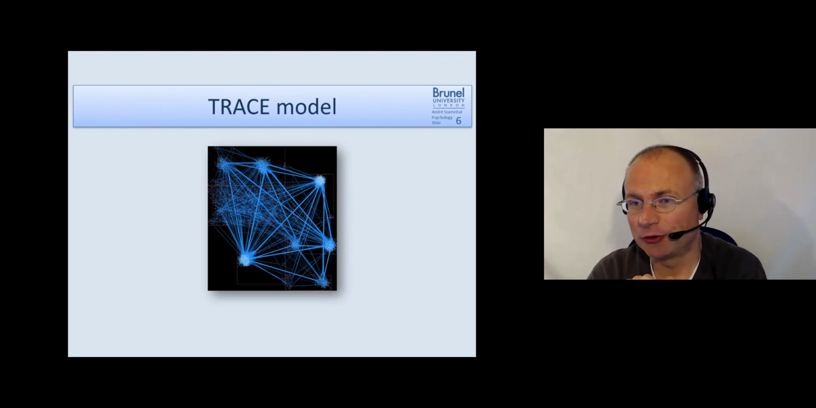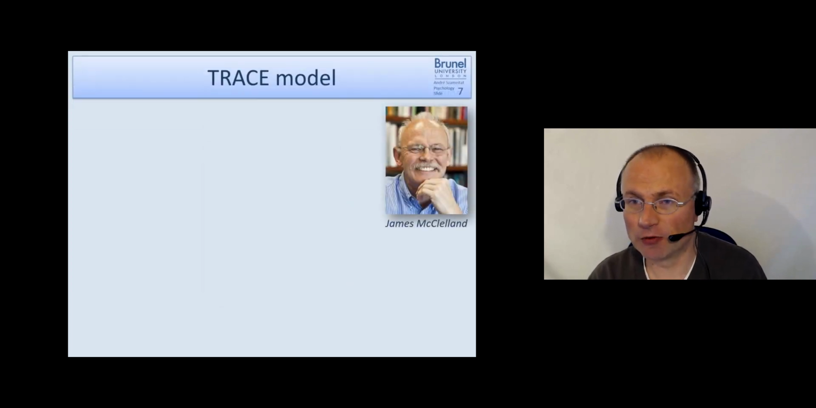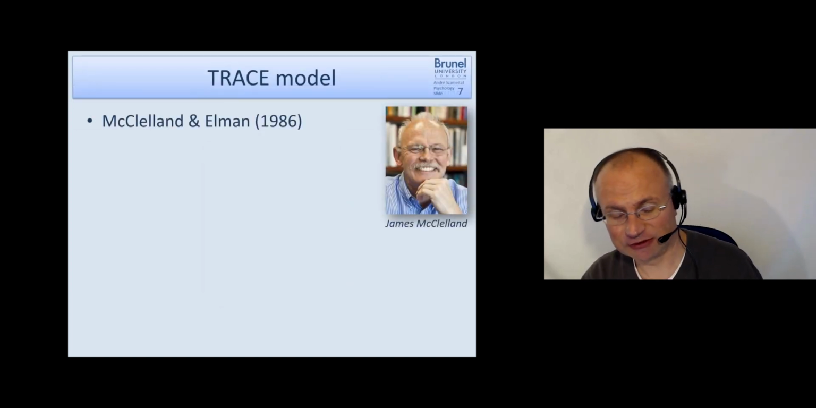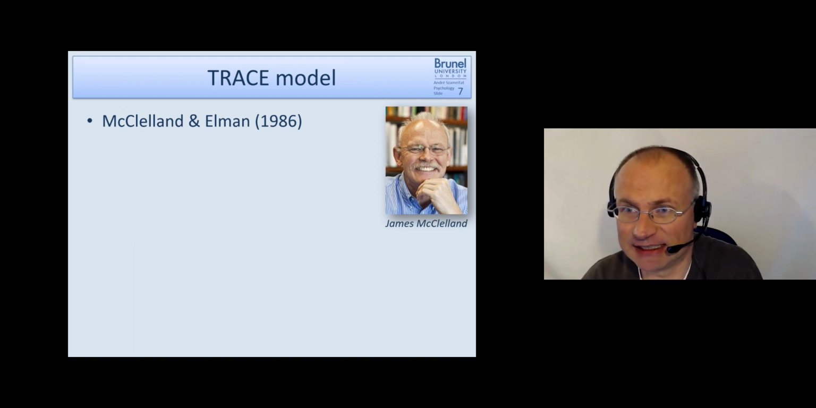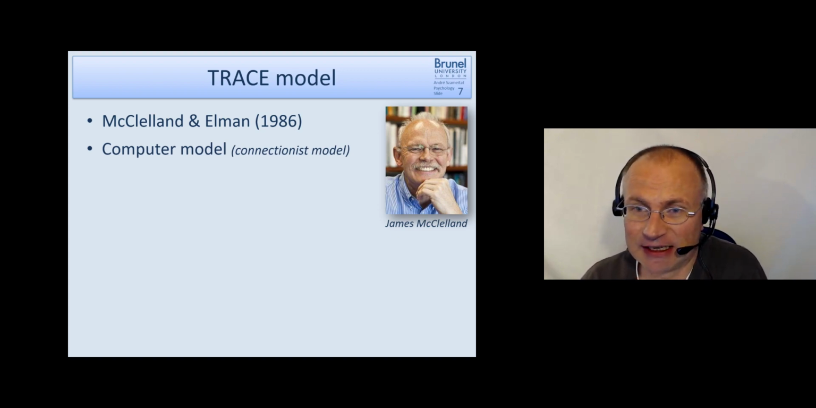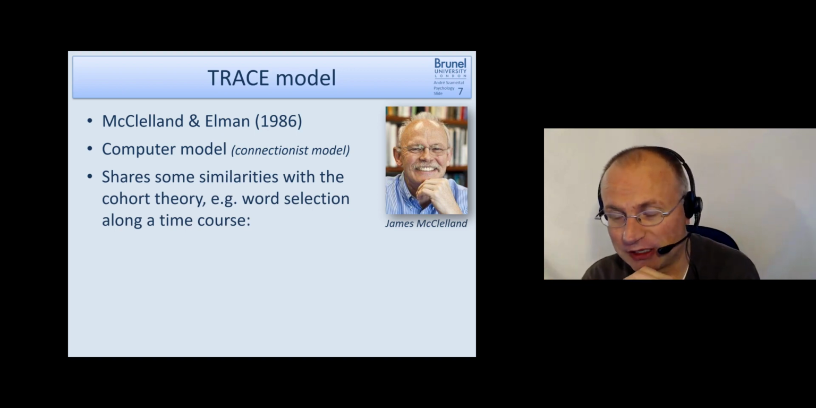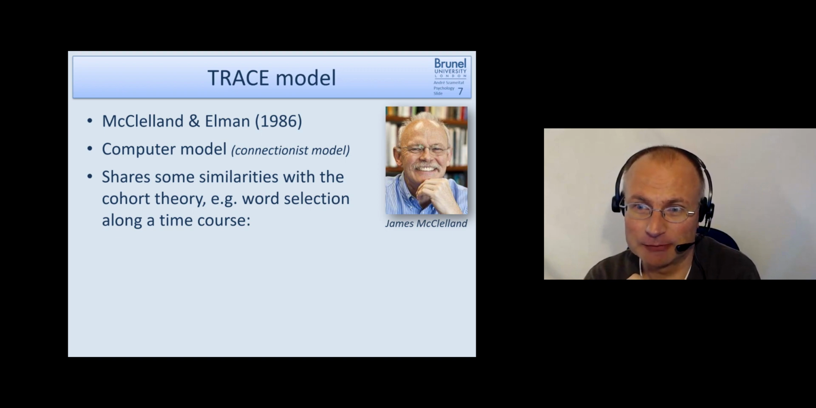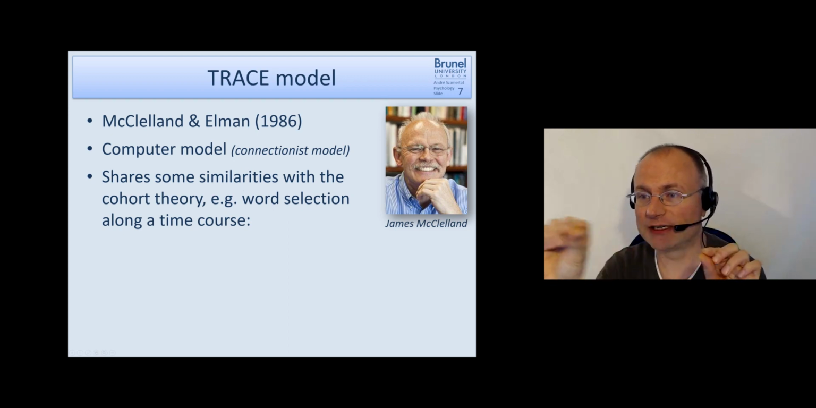And now let's go to the TRACE model, which in a way is quite similar to the cohort theory. There's quite a bit of overlap. The TRACE model was proposed by McClelland and Elman in the 1980s. And it's a computer model, a connectionist model, and I think it will be a good illustration to go through that model to see how this works. So, as I said, it shares some similarities with the cohort theory, like selecting the word along a time course.